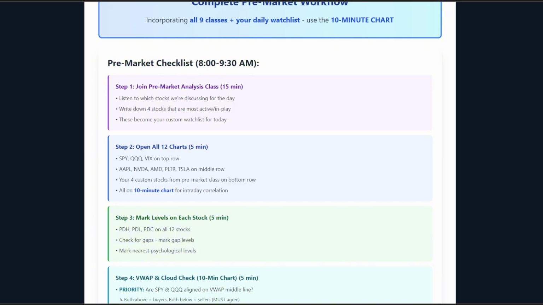Bulls wanted VIX under 22, and the market will risk on. Bears wanted over 24. Wait for VIX to either break over 24 or break under 22, see direction and attack. And we saw that nice upside move today. Opened at 681 and high of 687 today. And what did VIX do, guys? VIX came down to 20.5. So you write down your levels, and write down the 4 stocks that are most active and in play that we're watching. These become your custom watch list for today and maybe the week.